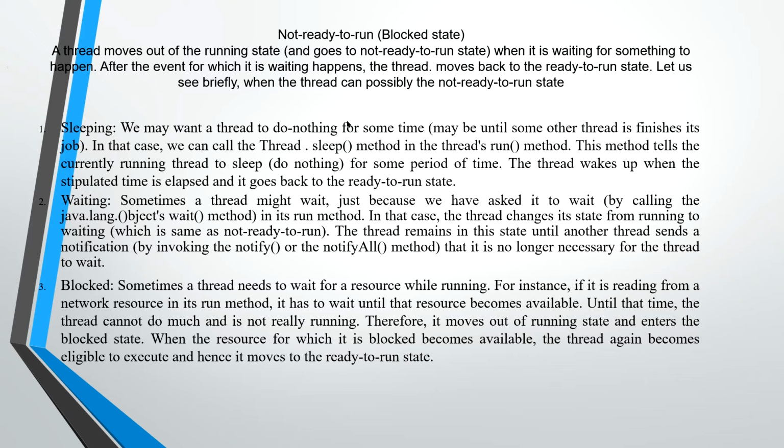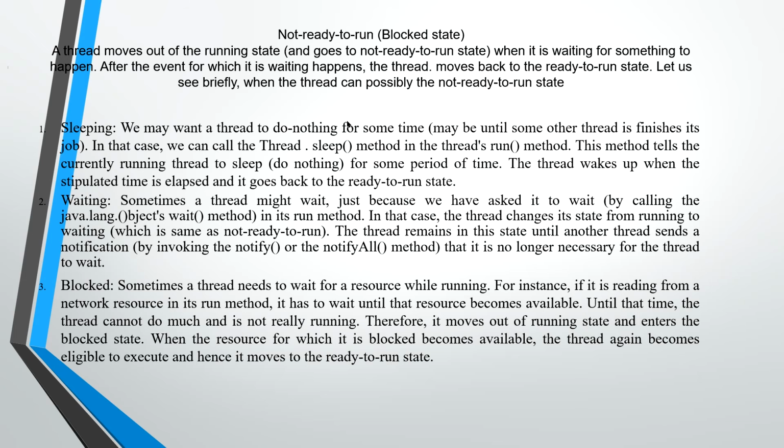So let us see what is not ready to run, that is the blocked state. A thread moves out of the running state and goes to the not ready to run state when it is waiting for something to happen. After the event for which it is waiting happens, the thread moves back to the ready to run state. Let us see briefly when the thread can possibly be in the not ready to run state. So there are three states, that is sleeping state, waiting state and blocked state.